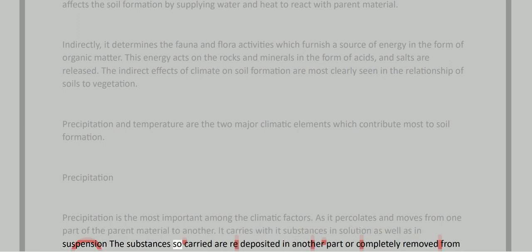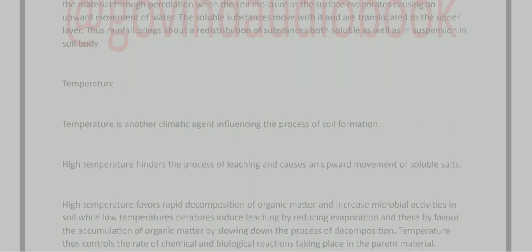The substances so carried are redeposited in another part or completely removed from the material through percolation when the soil moisture at the surface evaporates, causing an upward movement of water. The soluble substances move with it and are translocated to the upper layer. Thus rainfall brings about a redistribution of substances both soluble as well as in suspension in soil body. Temperature.